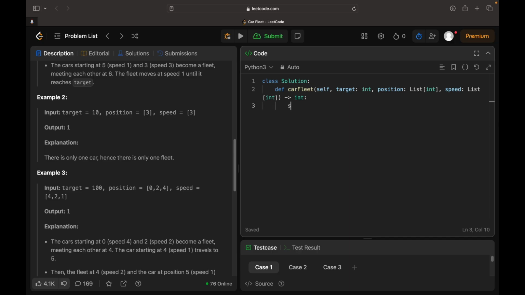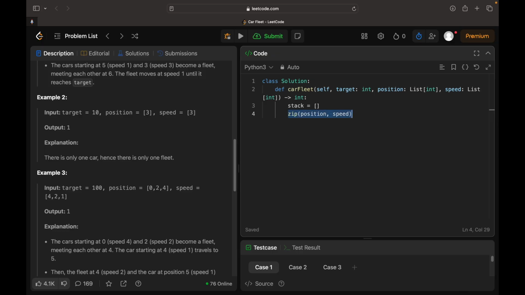So let me go ahead and create a stack which is empty. And then the very first thing I want to do is zip up the position and the speed together, so that I can easily access both of them. So I'm going to call zip here with position and speed within it. This will essentially give me an array of tuples with position and speed together.